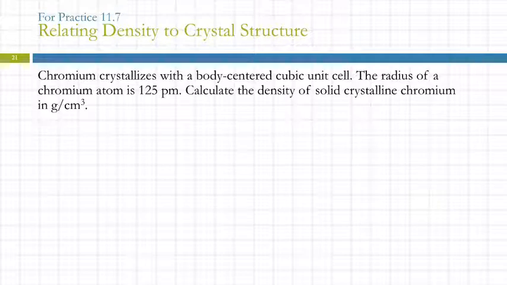There's all kinds of what I think of as fun problems that we can make you do with things like this. Okay, so chromium crystallizes with a body-centered cubic unit cell. The radius of a chromium atom is 125 picometers. Calculate the density of solid crystalline chromium in grams per cubic centimeter.